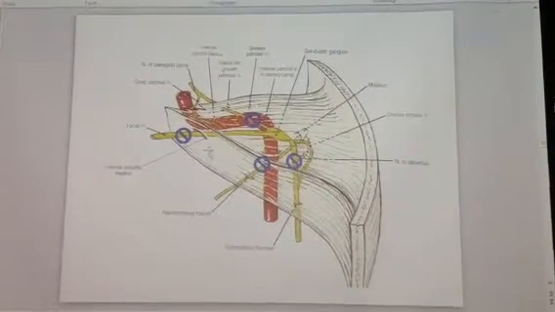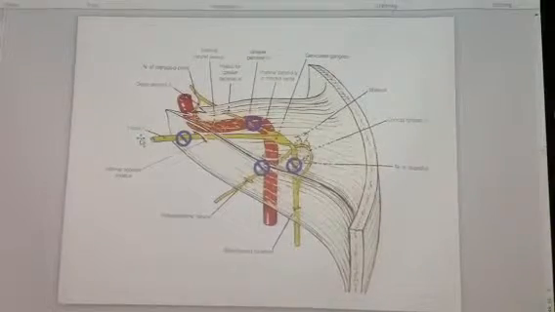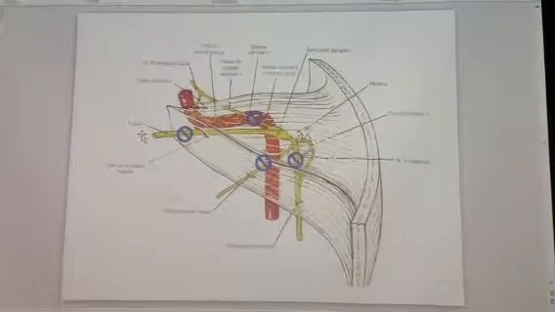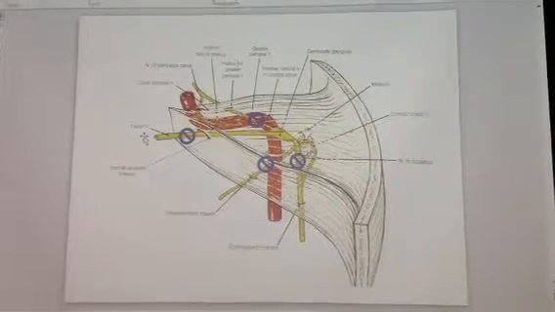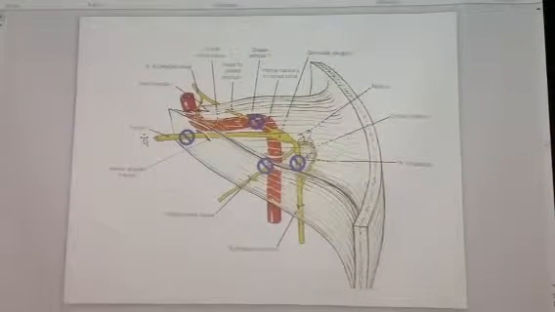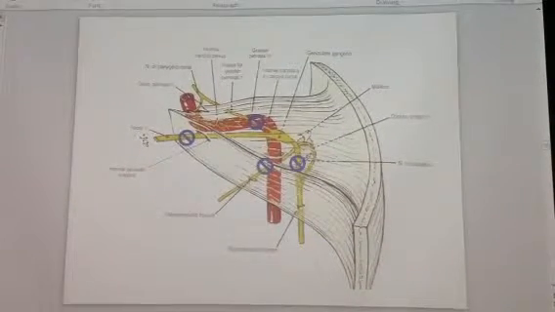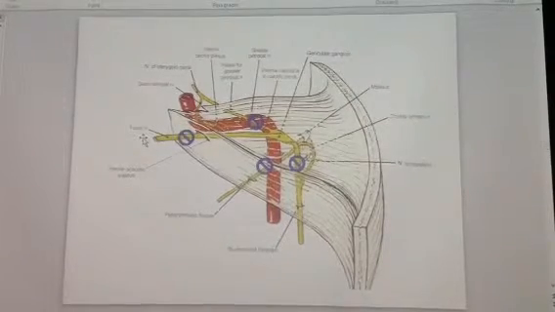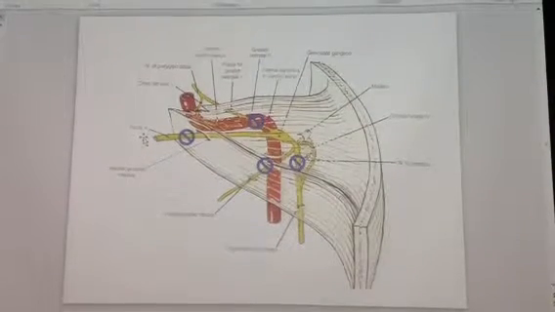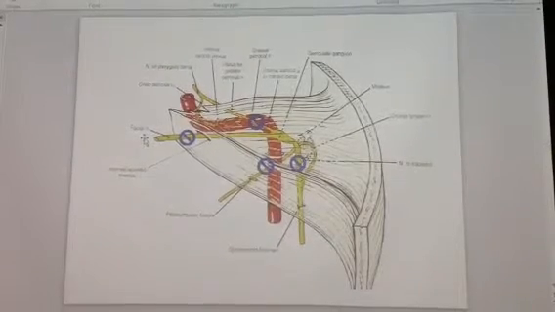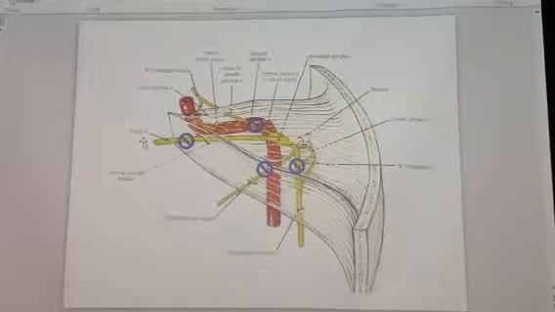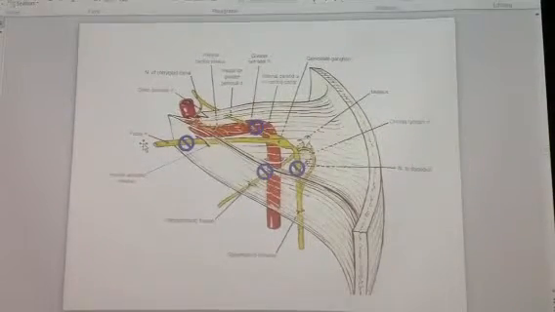Okay. So first off, we taught you that there were 2 different nuclei that were parasympathetic nuclei. Lacrimal nucleus, superior salivatory nucleus. Okay? Those nuclei have only neuronal cell bodies for the parasympathetics for cranial nerve 7. It has nothing to do with sensory, nothing to do with motor. They are parasympathetic nuclei.